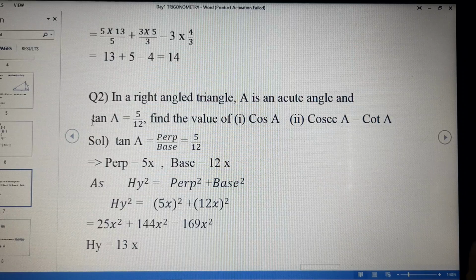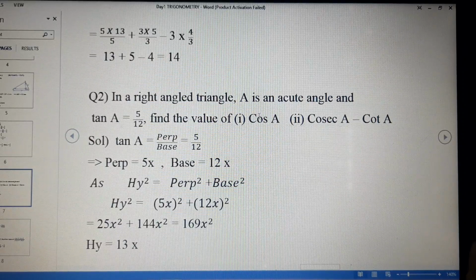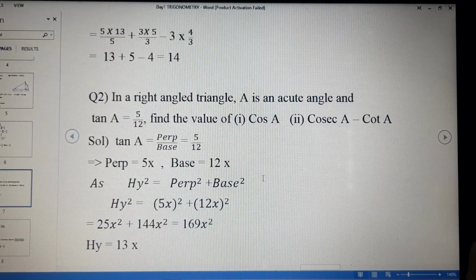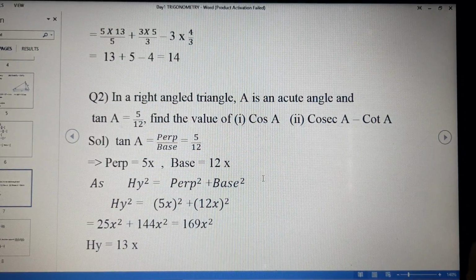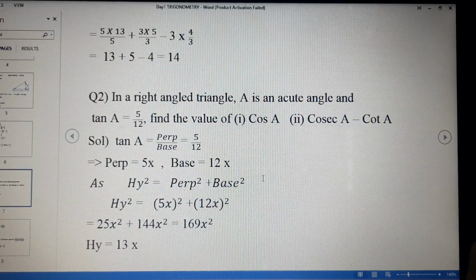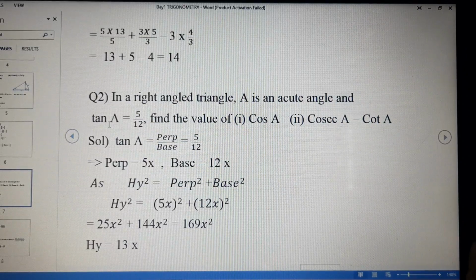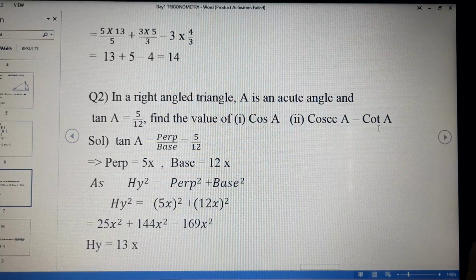They have given tan A and they are asking the values of cos A, cosec A, minus cot A. Everywhere the angle used is A. Okay, the angle is same. So perpendicular, base and hypotenuse will remain the same, because the acute angle used is the same. So with the help of tan A, we will find out the perpendicular and base, and we will calculate the hypotenuse, and all these three sides will remain the same for cos A, cosec A and cot A.